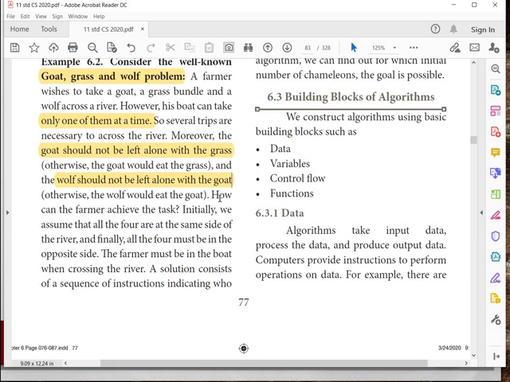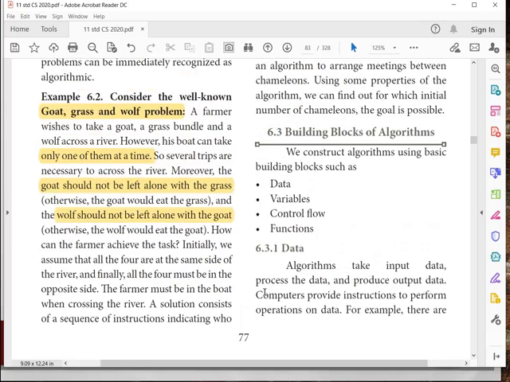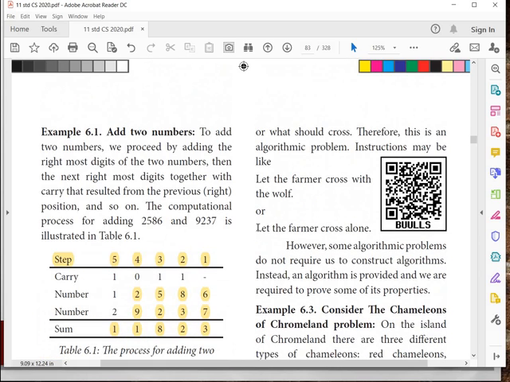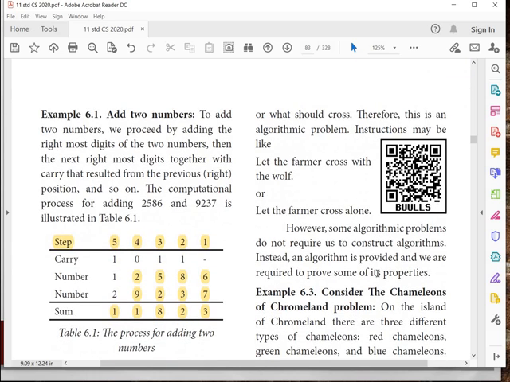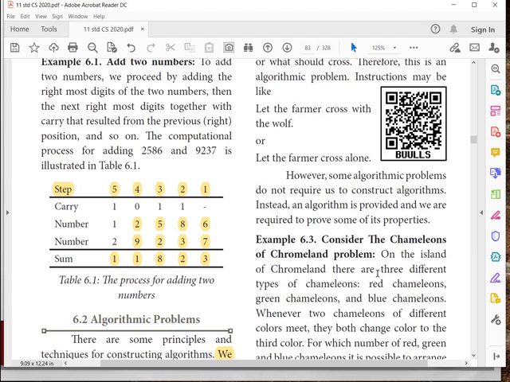So how can the farmer achieve the task? That is the question. Initially, we assume that all four are on the same side of the river. Four, in the sense of goat, grass, wolf and the farmer. All four should be on the opposite side. Yes, that is our requirement. The farmer must be in the boat when crossing the river, so every time the farmer is in the boat. The solution consists of a sequence of instructions indicating who or what should cross. Therefore, this is an algorithmic problem. Instructions may be like: let the farmer cross with the wolf, or let the farmer cross alone. So we can have many steps to achieve the required result.